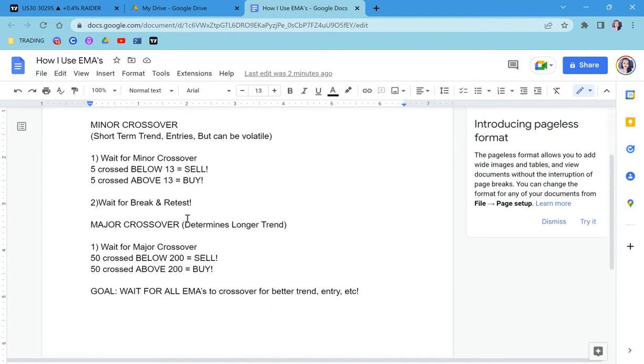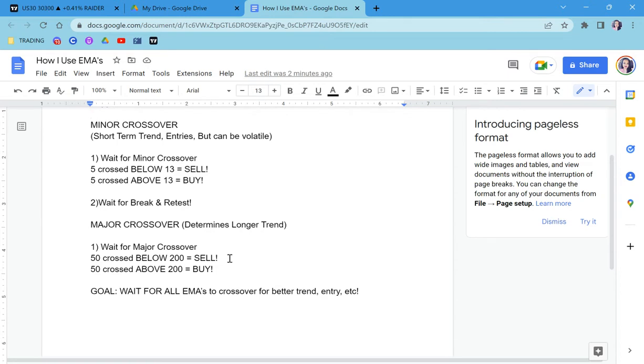So the major crossover, now this one is more of a longer trend, and we're going to be using the 50 and the 200 EMA for this one. So it's the same concept: if the 50 crosses below the 200, that's going to be a sell, either a sell position or a sell bias. If we want to go for a buy or a buy bias, we're going to go for the 50 crossing above the 200.